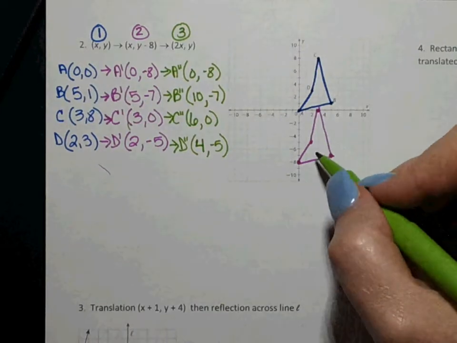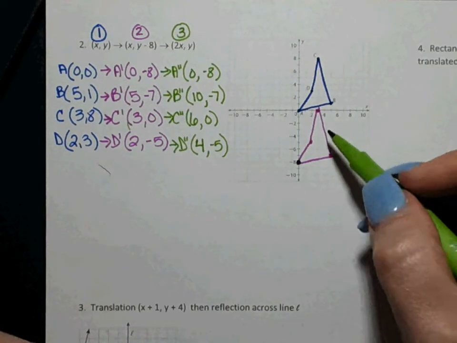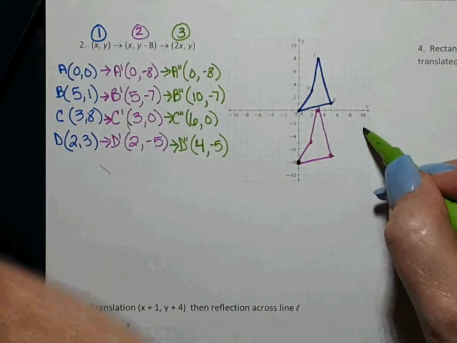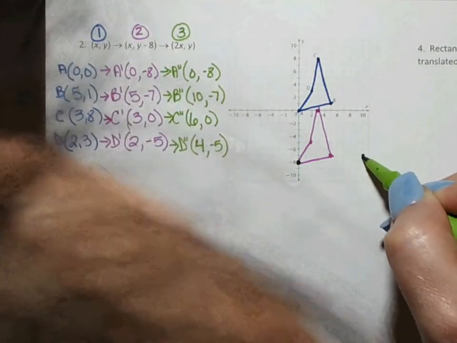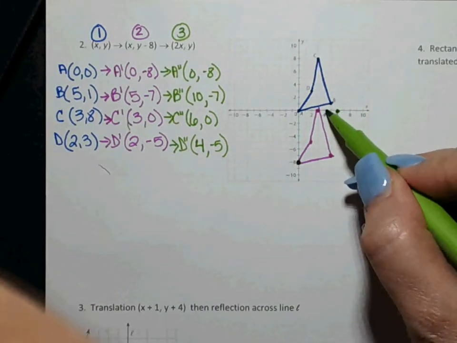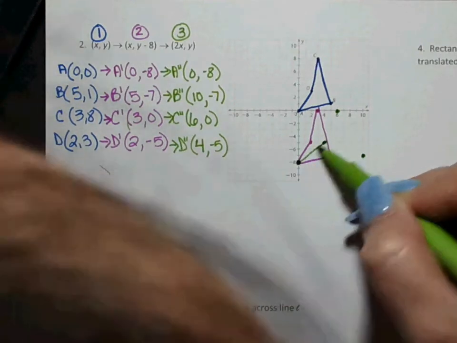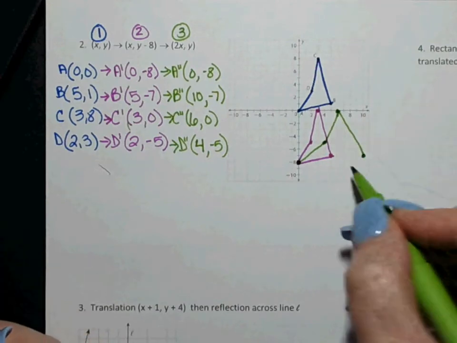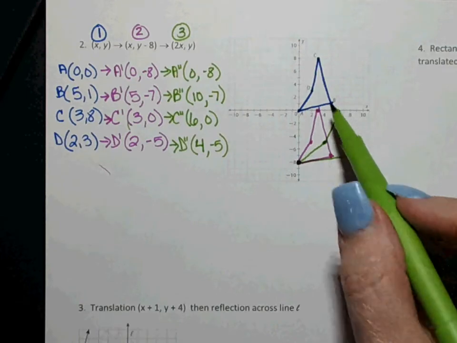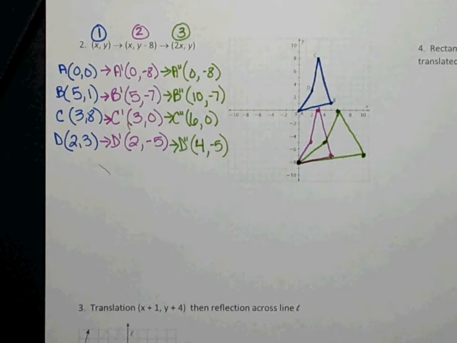All right, so let's go ahead and plot these points and see how much larger our image is now. So we've got a point at 0, negative 8, which is the same one right there. But now we've got B double prime at 10, negative 7. So we're going to go over to 10 and out to negative 7, which is here. C double prime is at 6, 0. And then we've got D double prime at 4, negative 5. So right there. So you can see that we kind of stretched our image a little bit bigger. So this is our final image. So this was our original pre-image, then after one transformation, after the second transformation.